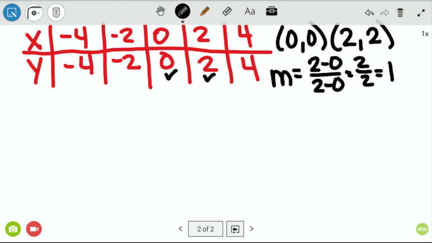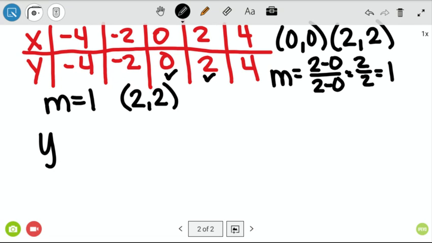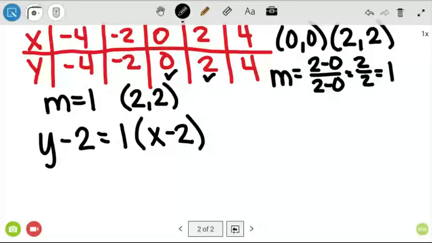And then to write your equation, you are going to pick any point. And so I'm going to use my slope of 1, and then I'm going to go ahead and just use 2, 2. And again, you could have chosen any of those 5 ordered pairs. And then to set up your equation, y minus 2 equals 1, and then x minus 2. So at this point, I want you to know you have written an equation.